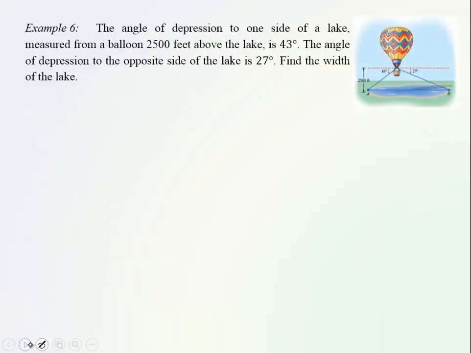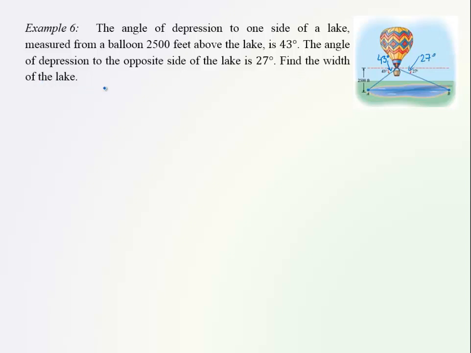And we have a couple of word problems to solve. The first one: the angle of depression to one side of a lake, measured from a balloon 2,500 feet above the lake, is 43 degrees. So here we have the balloon. This angle is 43 degrees. It's measured from the horizontal line down till the edge of the lake. The angle of depression to the opposite side of the lake is 27. So again, starts from horizontal line, open it down till the terminal that points out to the edge of the lake. So this angle is 27.